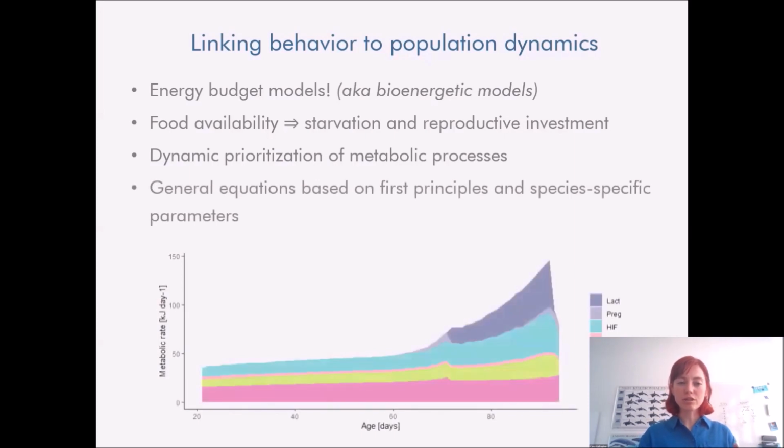And so they're structured based on general equations, which are rooted in first principles. And then you can use species-specific parameters to actually parameterize it for a specific study system. And what you're left with is something like this, where you can track how much energy an animal is expending on all of its different metabolic processes over its lifetime.